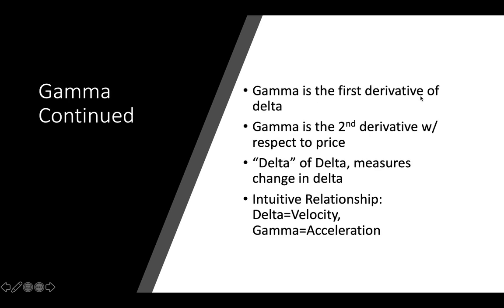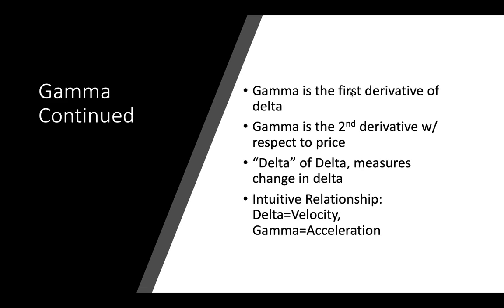So, gamma continued. Gamma is the first derivative of delta. It's also the second derivative with respect to price of the Black-Scholes model. You don't really need to know that; it doesn't really make you any better at options. It's just something interesting to know. And I'll show you how this relates to a good example from physics. So just keep in mind that gamma is the second derivative of the Black-Scholes model with respect to price.